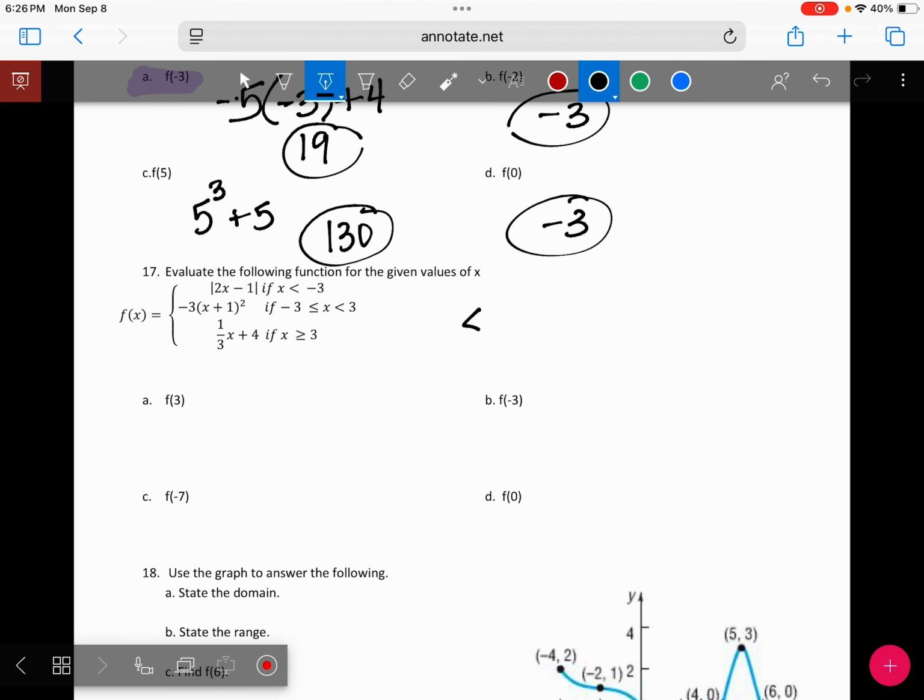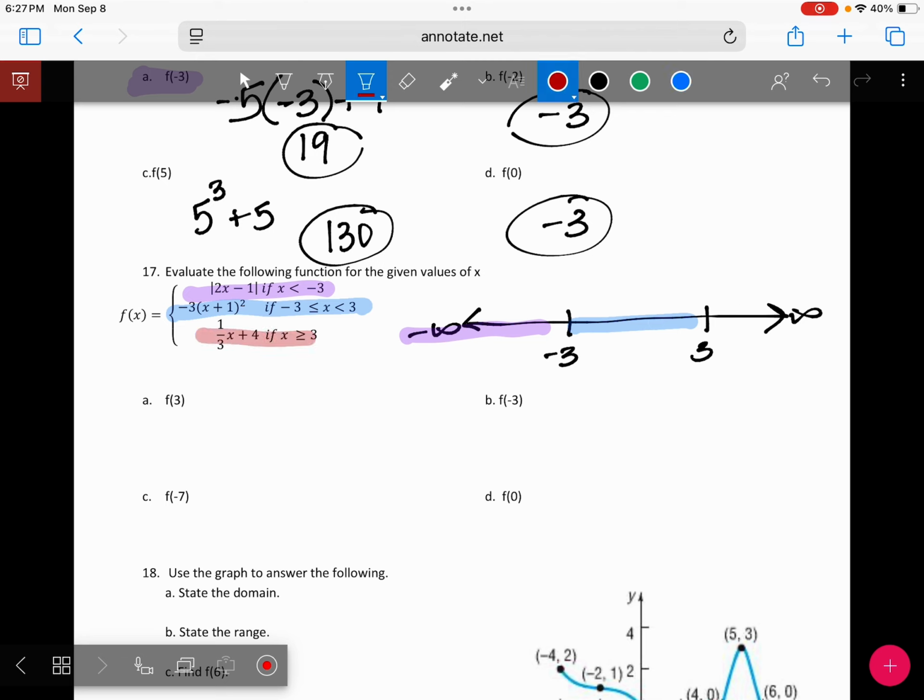So I have my number line again. And then I have -3, and I have +3. Okay, so we got this one. That's the less than, so that would be here. And then I have this one, which is in the middle. And then I have this one, which is on the far right. So I got to figure out which function I am using.